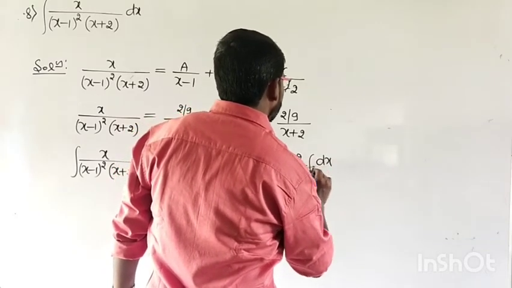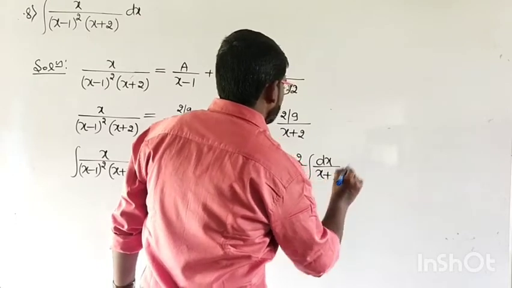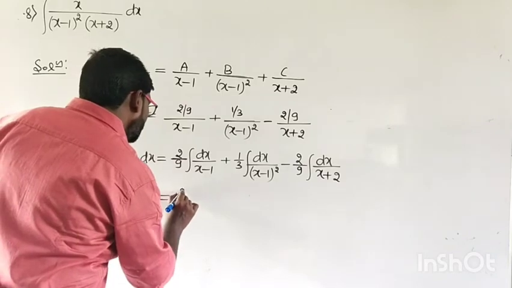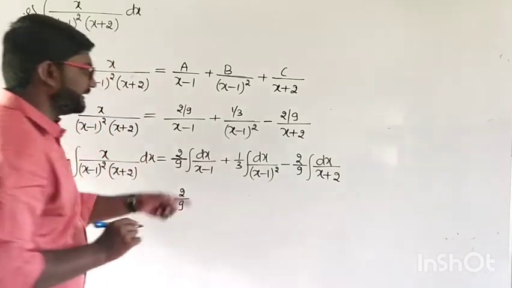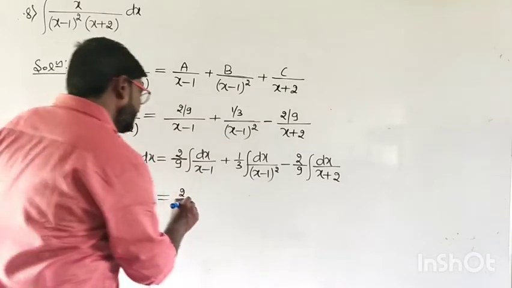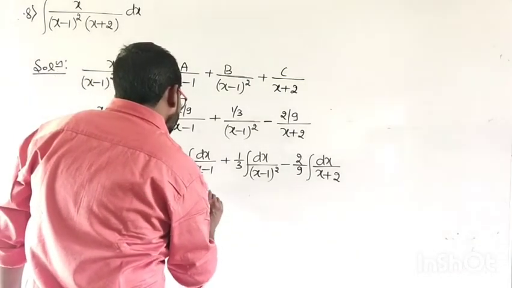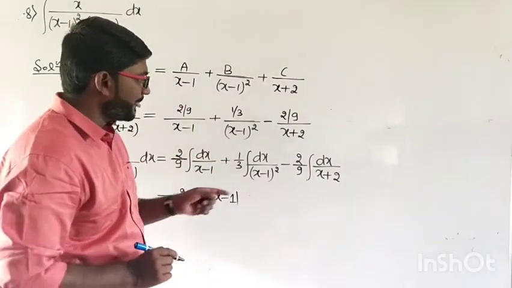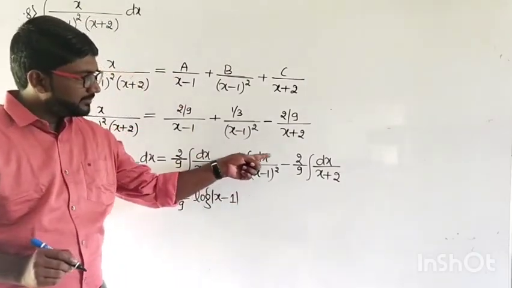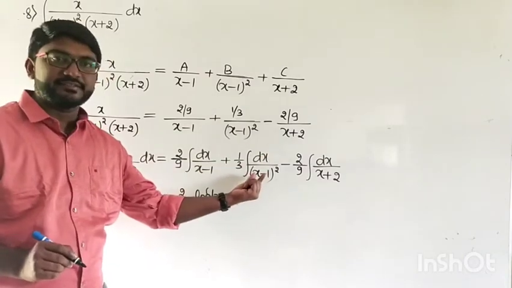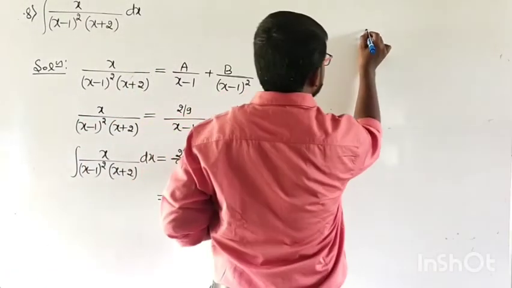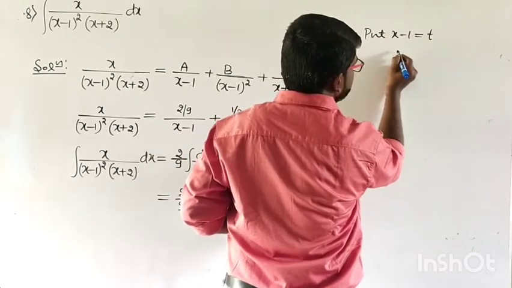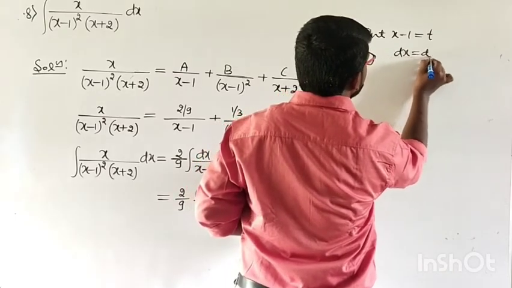integration dx upon x plus 2. So now write this as it is, which is equal to 2 divided by 9. Then integration of dx by x minus 1 will be log mod x minus 1. Then, here it is in the form of dx by x square. Take this as x. Or else, if you go for substitution, put x minus 1 equal to t. Then differentiate both sides, we get dx equal to dt.